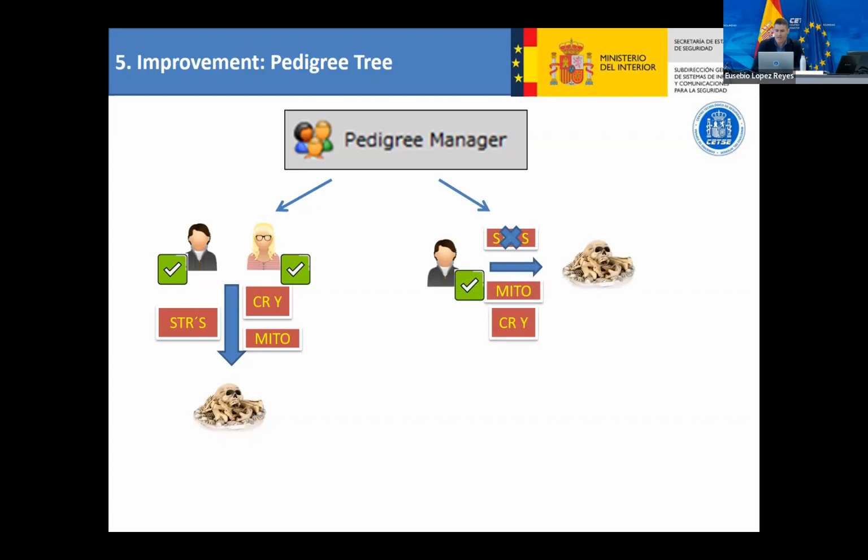And the pedigree manager lets us develop a better auto search with biological siblings, because in the case that you are not compatible by STR, it takes into account the other techniques. It takes into account the mitochondrial DNA and the Y chromosome. This gives us a lot more possibility to develop the auto search in CODIS better than the normal search.